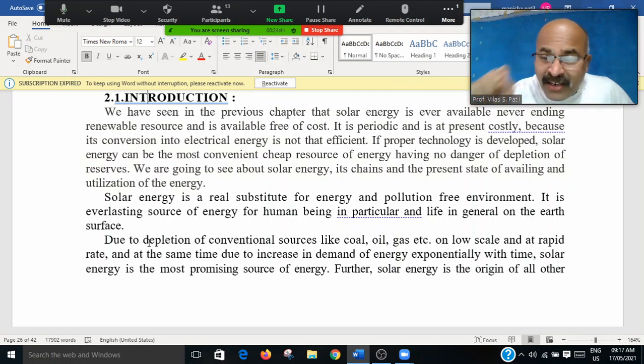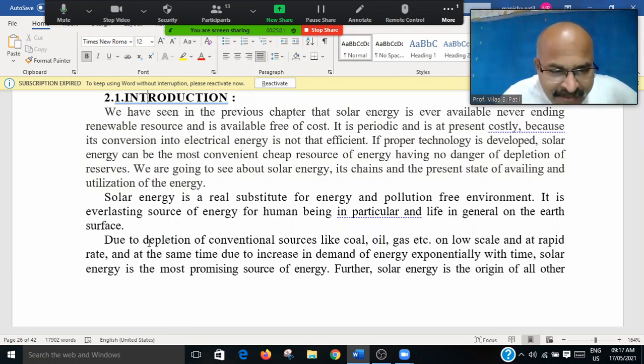It means that the general person will be able to use solar energy. When it becomes affordable, general and poor students are able to use it. See here, we are going to see solar energy, its chain, and the present state of availing and utilization of energy.